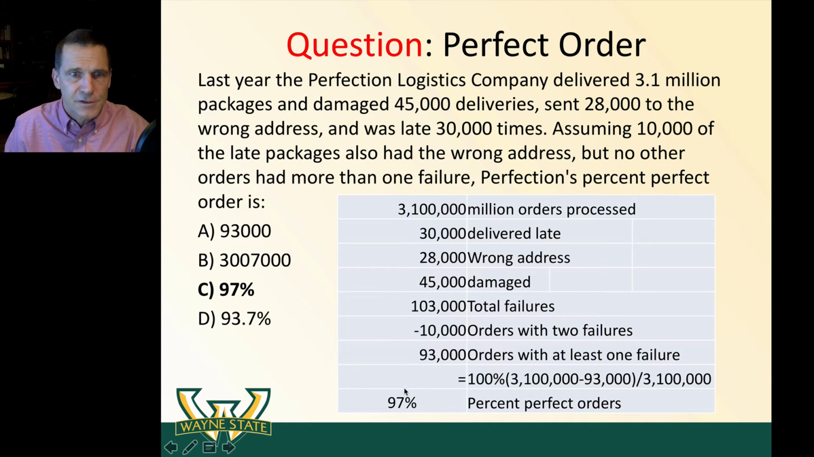Follow through it. Here's a little quick write-up so you can walk through it at whatever speed you want. All right. But this is basically what we just said. Make sure you remove the orders that were double failures once. Only count them once, so don't double count them. Back out that 10,000 where it would have been double counted, and you'll come up to the right ratio to get your 97% there. Right, 3.1 million minus the 93,000 divided by the 3.1 million.